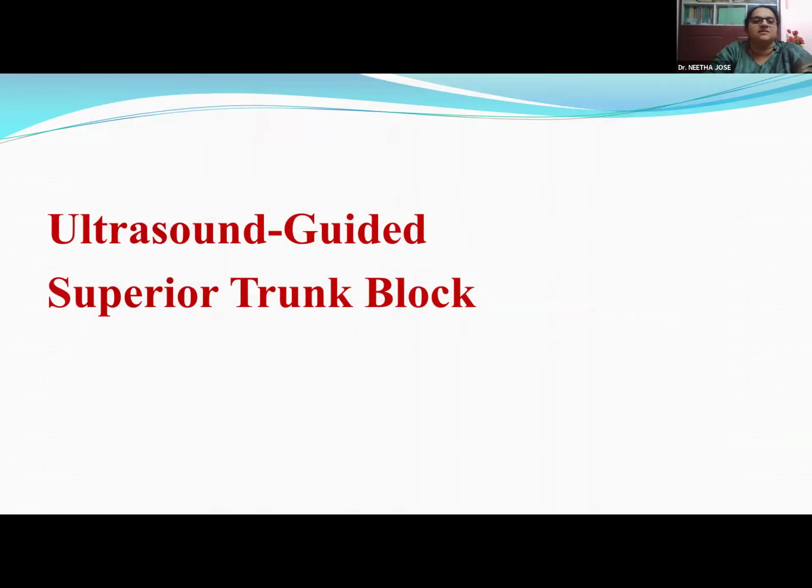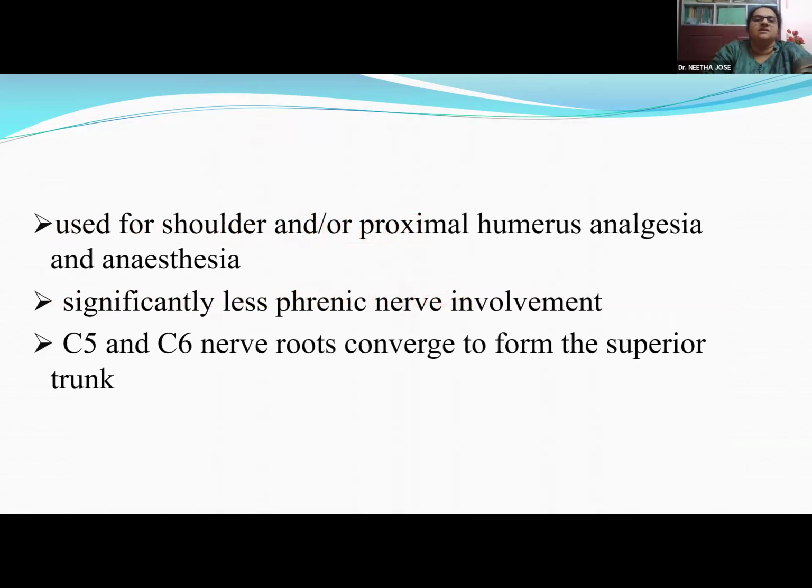Next, an ultrasound guided superior trunk block. Usually, nowadays we use superior trunk block plus intermediate cervical plexus block for shoulder surgeries, and or proximal humerus analgesia and anesthesia. There is significantly less phrenic nerve involvement. This superior trunk is formed by C5 and C6 nerve roots.